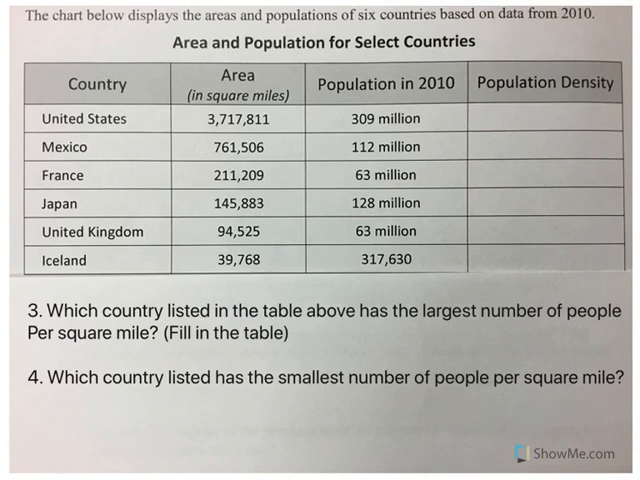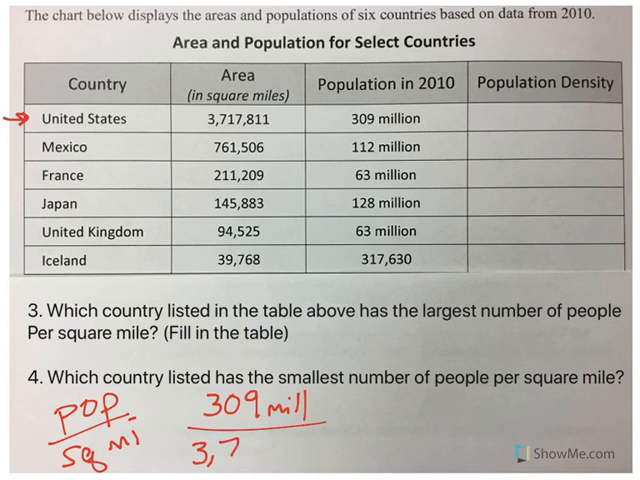All right. So which country listed in the table above has the largest number of people per square mile, and who has the smallest? Now, to do that, we need to actually fill in the population density. So remember from page 1, population density is the population divided by the square miles. So we're going to go ahead and do the U.S. together, okay? So the U.S. has 309 million over 3,717,811.